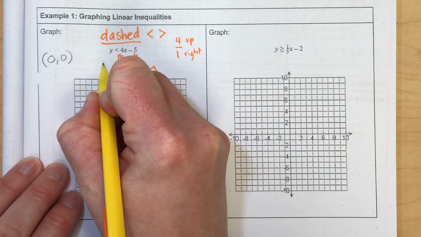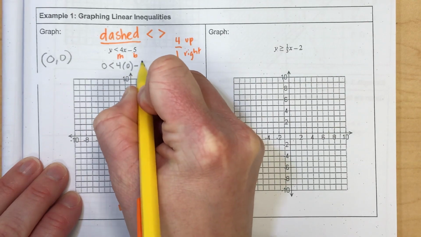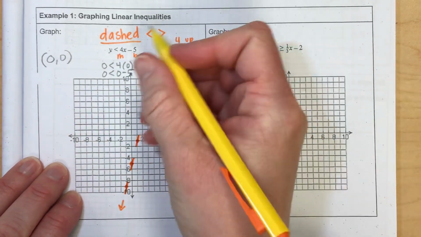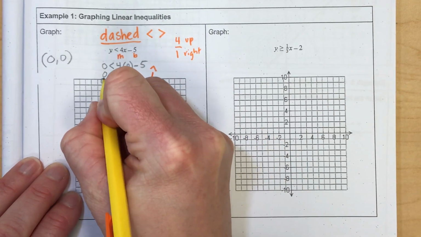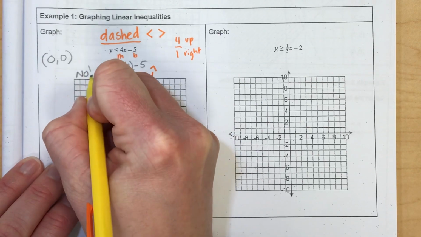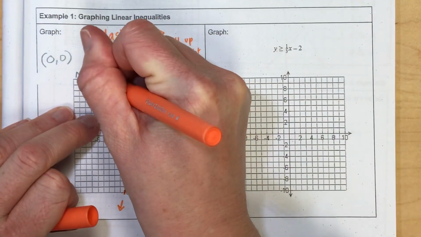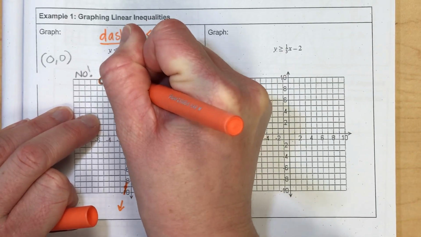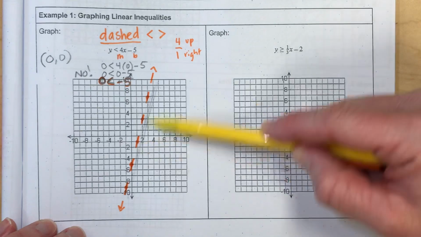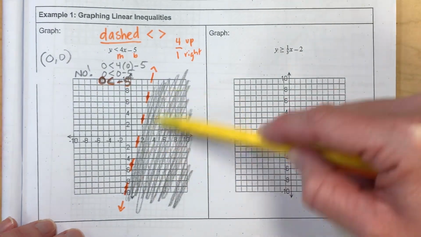So I'm going to plug in here, is 0 less than 4 times 0 minus 5? Or is 0 less than 0 minus 5? Really what they're saying then is 0 less than negative 5? And my answer would be no. 0 is not less than negative 5, and so what I'm going to do is shade the opposite side. So 0, 0 was not a solution, and so don't shade that side.